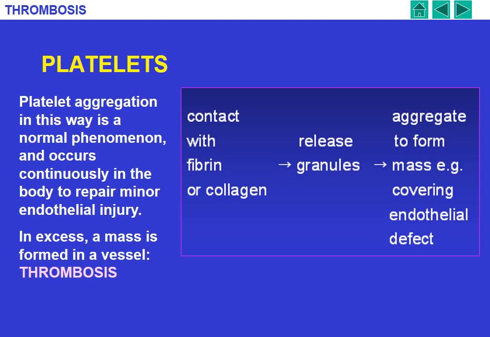Platelet aggregation is in fact a normal phenomenon and occurs continuously in the body to repair minor endothelial injury. In excess, a mass is formed with possible pathological consequences, and this is where we use the term thrombosis.